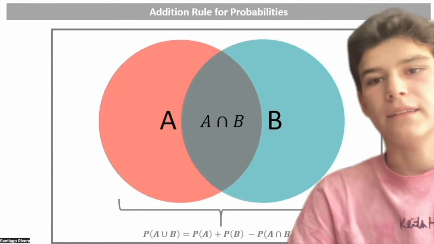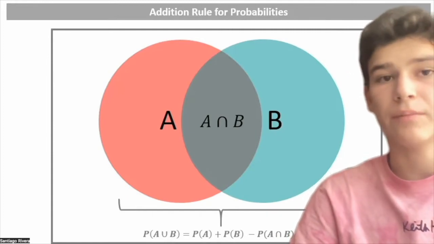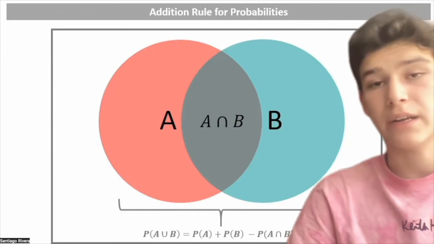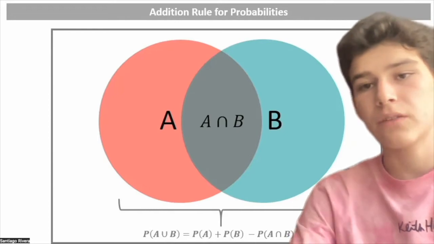You could say that A is you like apples and B is you like bananas, and the middle is you like apples and bananas. But you wouldn't count apples and bananas twice in the same problem because you just want to know how many people like apples or bananas. You have to subtract the middle.